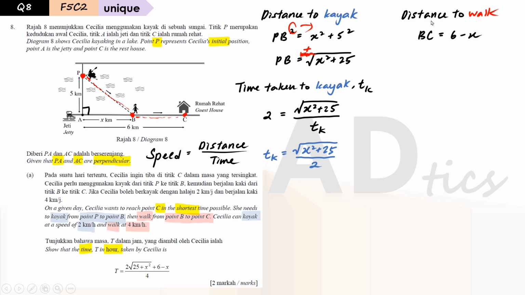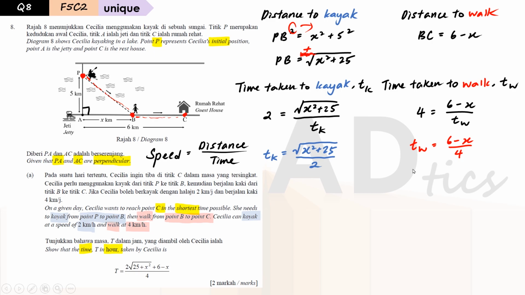Okay, and since we have the distance and the speed already, then we use the formula again to find the time taken to walk. Alright, so for distance, I'm going to substitute 6 minus x, and for the speed, we'll substitute 4. And then I switch the places between TW and 4. TW will be representing time taken to walk. Alright, so TW and 4 switch places, then we can get the time taken to walk.